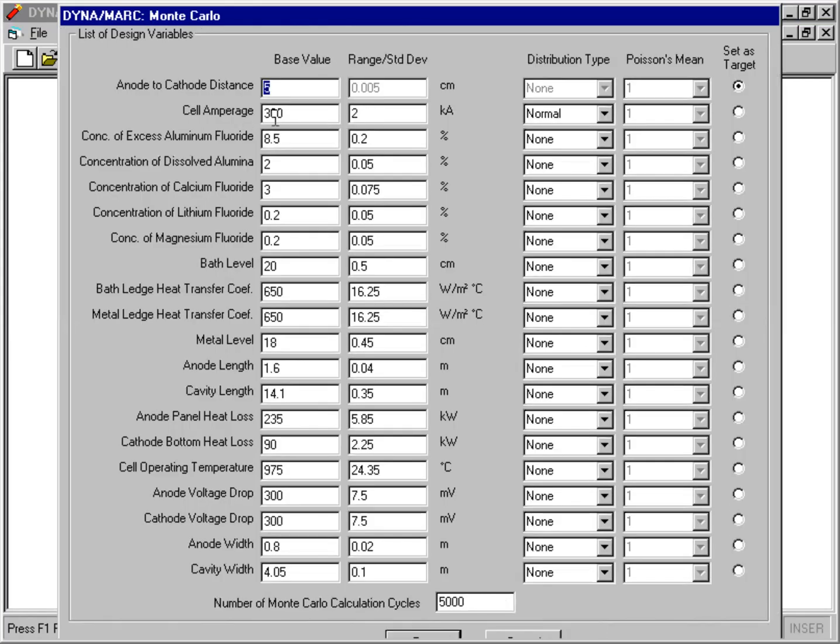You essentially apply an input distribution to a parameter or many parameters, and by running a multiple series of steady state solutions, you obtain an output distribution of the target variable. In this example, we're going to apply an input distribution to the cell amperage with a mean of 300 kiloamps and a standard deviation of 2 kiloamps. We're going to run 2000 cycles to obtain the corresponding output distribution of the anode cathode distance.